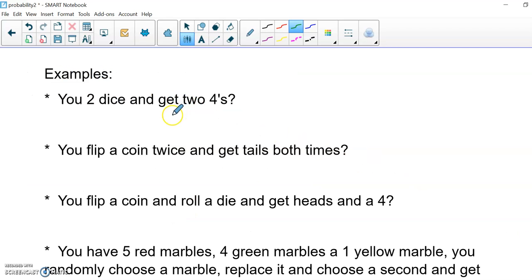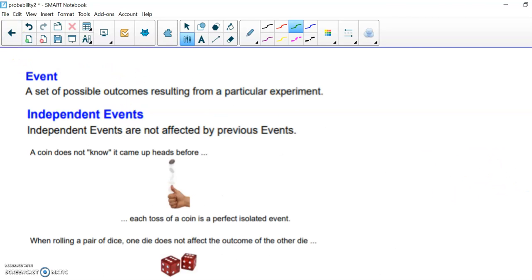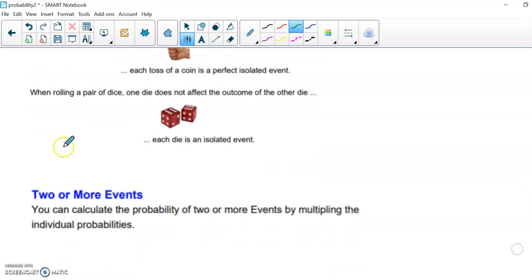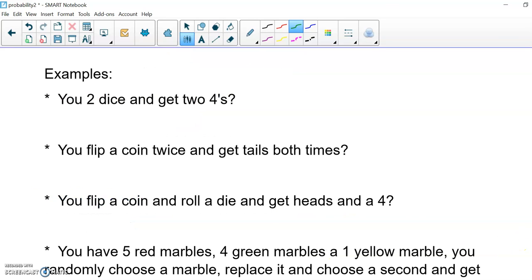Okay, so let's try a couple independent experiments. You roll 2 dice and you get 2 4s. Oops, I think I forgot something. There's some more down here we need to talk about. When you have 2 or more events, the way you calculate the probability of those events is by multiplying the individual probabilities. We're going to talk about that now.